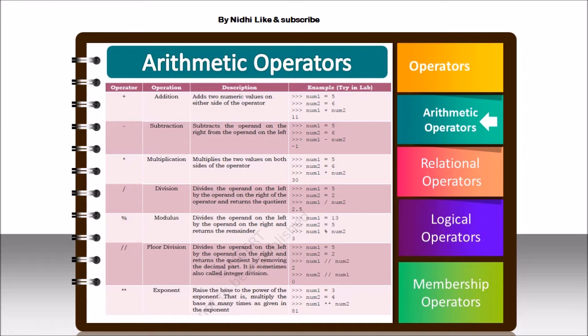Third operator is multiplication, that is represented with the asterisk symbol. It multiplies the two values on both sides of the operator. So we can use this operator also. Num1 into num2 gives you the result as 30. 5 into 6 is 30.